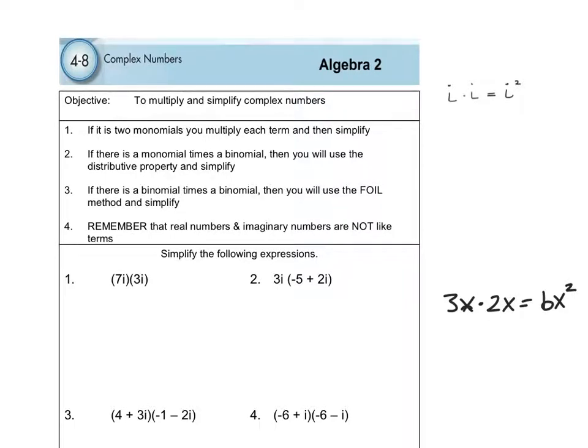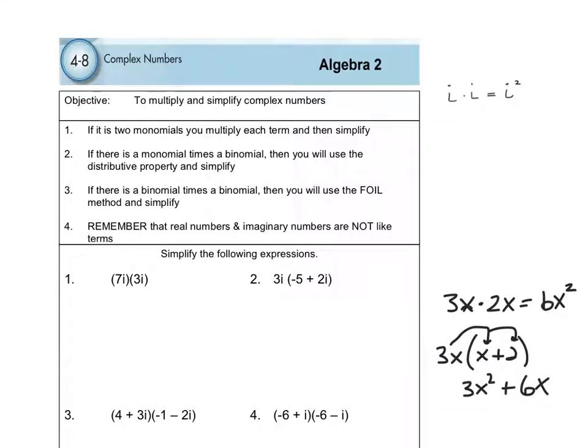3 times 2 is 6. x times x is x squared. That would be two monomials. The second one, if there's a monomial times a binomial, then you're going to use the distributive property. That's the second part of today as well. So for example, if I have 3x times x plus 2, you've seen this before, so this is not anything new. We're going to distribute the 3. So 3 times x is 3x squared, and 3x times 2 is 6x.